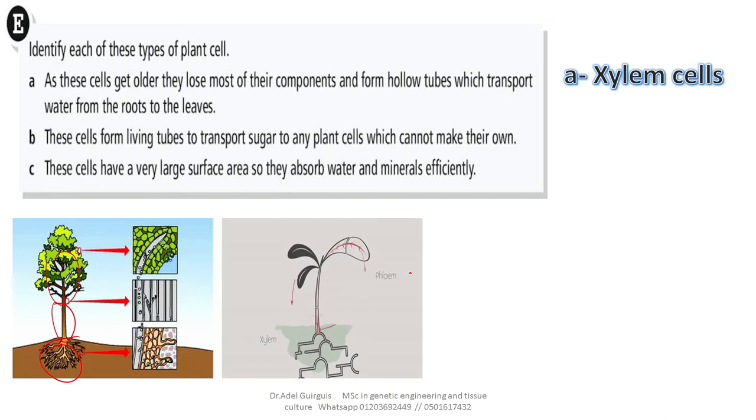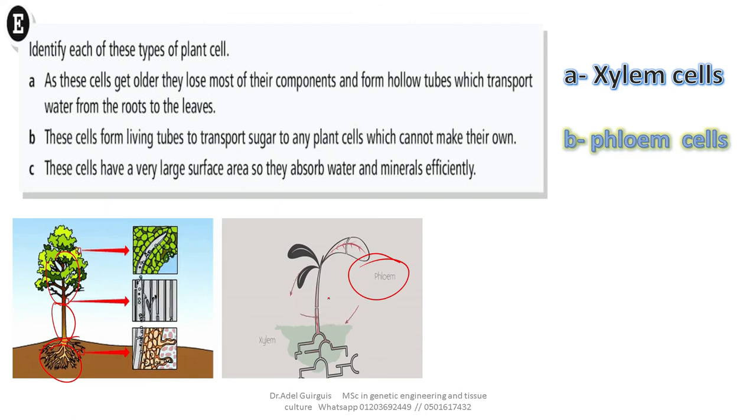Number 2, letter B, sorry. The cells form living tubes to transport sugar. From where is this sugar produced? From leaves. After photosynthesis, the plant makes sugar in the photosynthesis process. The sugar does not remain in the leaves, but must be distributed and transported to all body parts of the plant, down and up. Up to an apple fruit, for example, down to root hair cells and root cells and stem cells and so on. Look, this tissue is called what? This tissue is called phloem. Phloem passes sugar to all body parts after photosynthesis. Look, letter B, phloem cells.